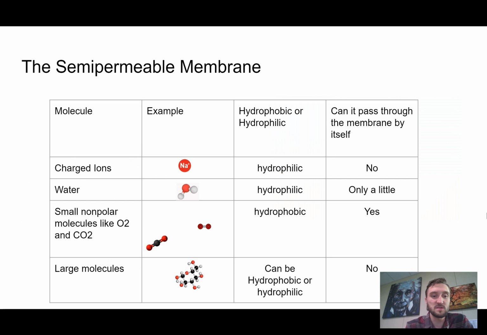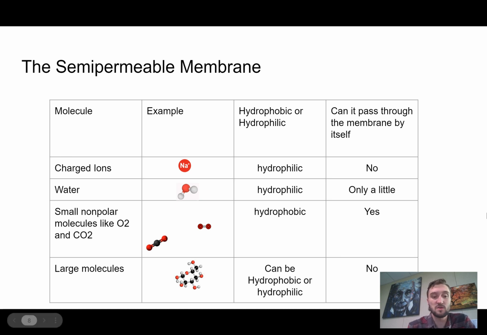Next up we've got small nonpolar molecules like oxygen and carbon dioxide. Those guys are going to look like these right here, and they're really, really small, and they're hydrophobic, which means they have no problem wiggling right past those hydrophobic tails. They can get right through the membrane very easily. In and out, no problem.